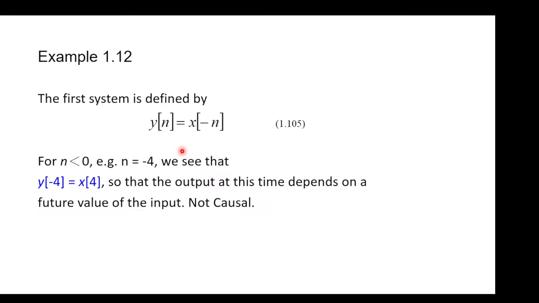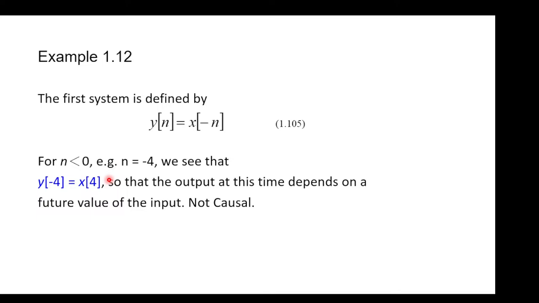Let's see this very quickly. y of n equals x of minus n. If it needs to be causal, then for every n, y of n should not depend on x in the future. But n can be negative. So when n is negative, for example n equals minus 4, then y of minus 4 depends on x of 4. But 4 is the future of minus 4. So this is not causal, because for n less than 0, y of n depends on the future of x of n. Okay, not causal.